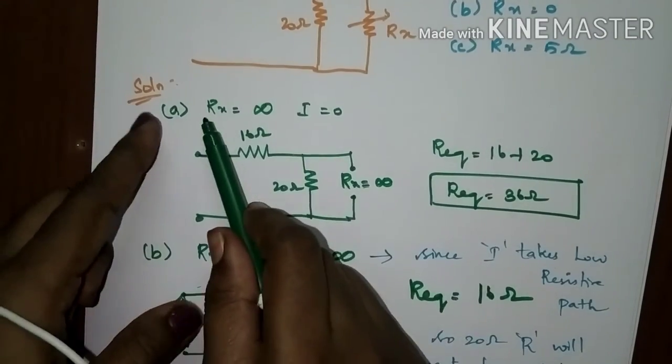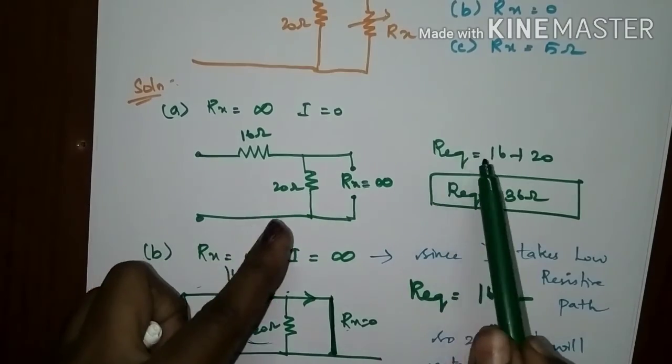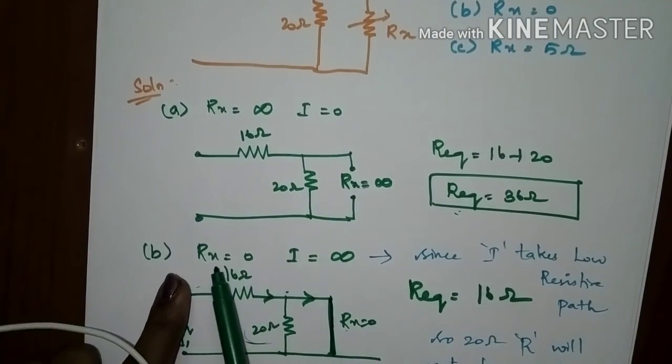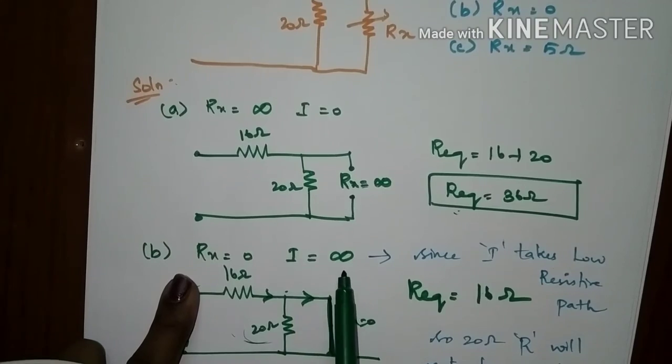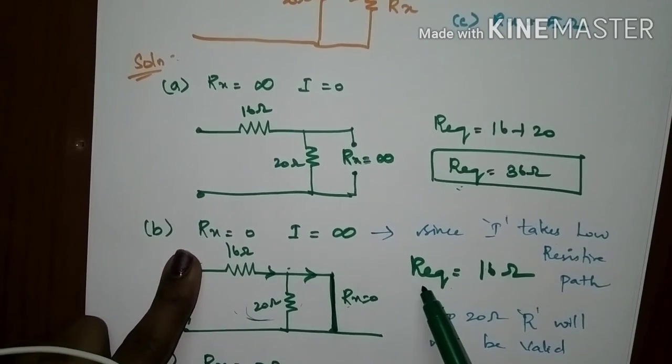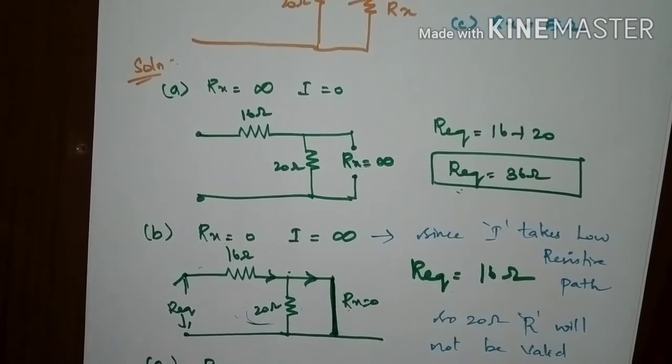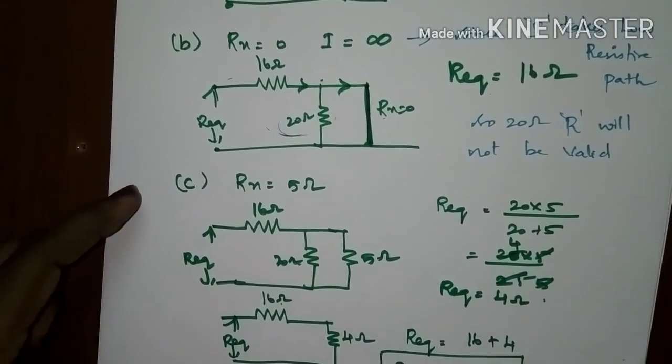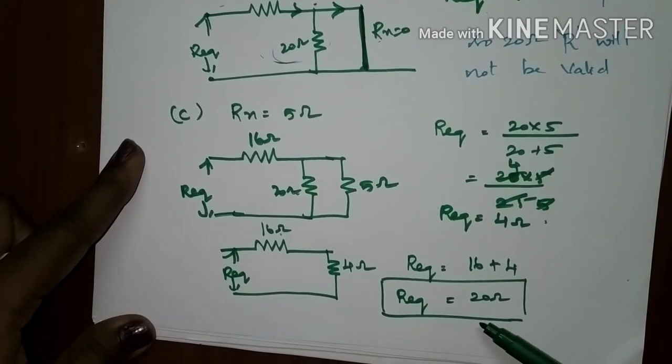So when resistance is infinite, your current would be 0. R equivalent value would be 36 ohms. When your resistance is 0, current would be infinity. This resistance won't be valid and current won't flow in this path. R equivalent would be 16 ohms. For Rx equal to 5 ohms, your total resistance value is 20 ohms.